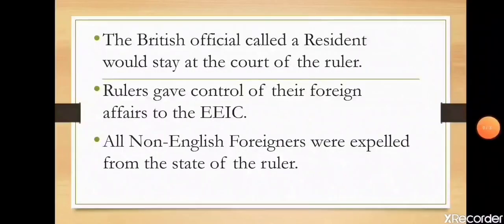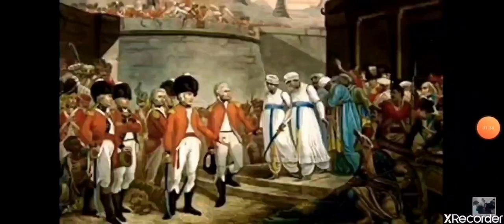The next feature of the Subsidiary Alliance was that a British official called a resident would stay at the court of the ruler. The resident was supposed to give advice to the ruler, but in reality, he interfered in the internal matters and even dominated the ruler.